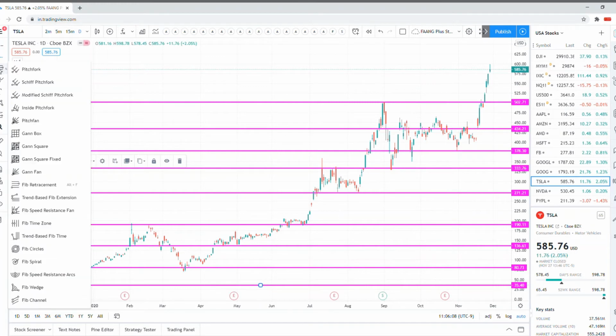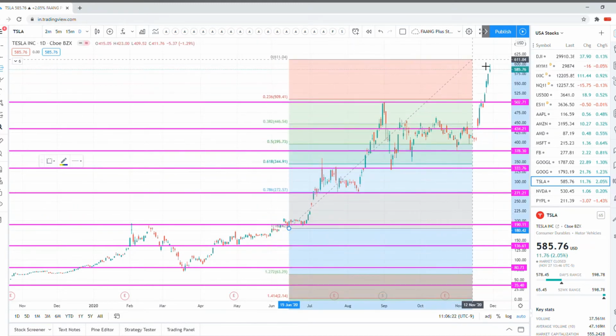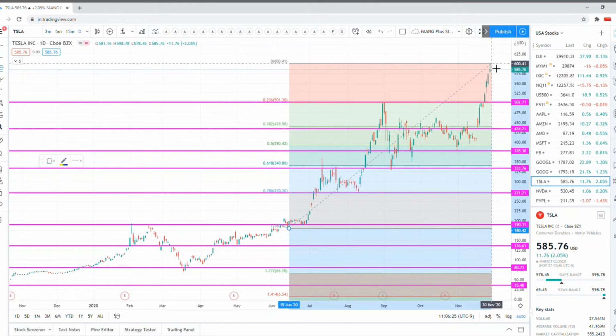And apply Fibonacci levels again. We have taken the bottom to top approach in Fibonacci because this is an uptrend. Okay, so we'll mark it over here, and now as you can see, it's matching with the support and resistance levels perfectly. It's perfectly matching with the levels of support and resistance which we have marked.